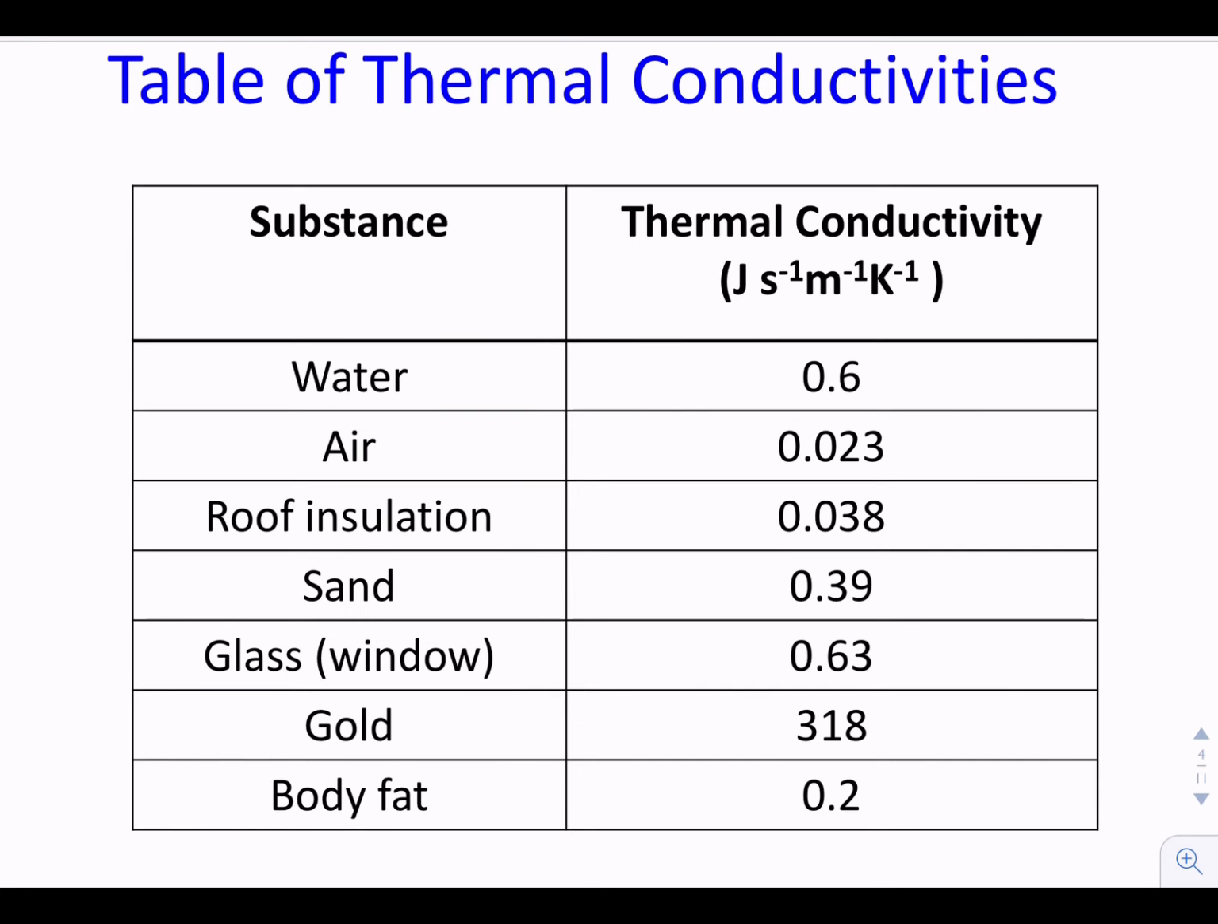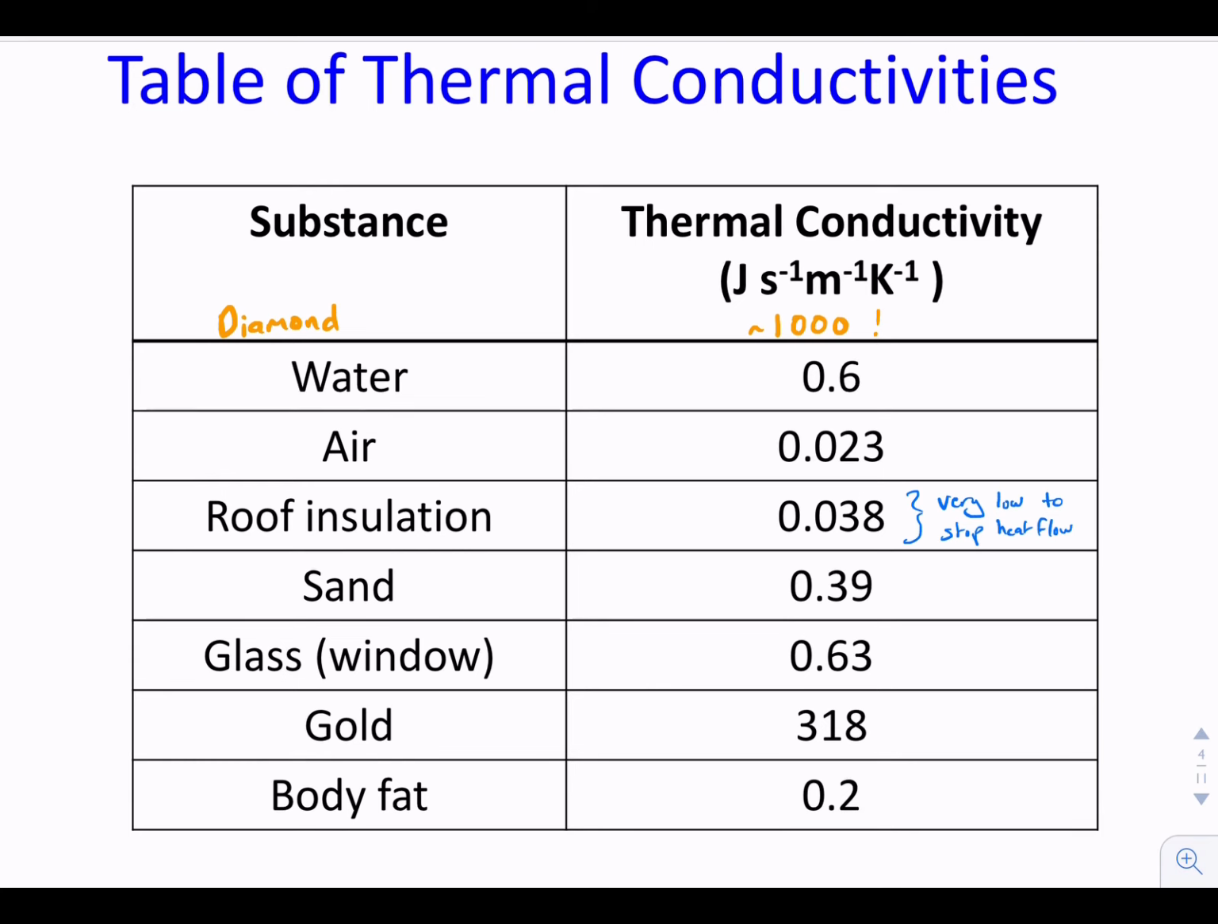Here is a table of some thermal conductivities. I'll add one of my favourite materials, diamonds, to the top here, because diamond has got an extraordinary thermal conductivity. It has about 1,000 joules per second per metre per Kelvin, which is really, really high. This is in contrast to something like roof insulation, which has a very low thermal conductivity, and this is of course because we want to stop heat flow from occurring.